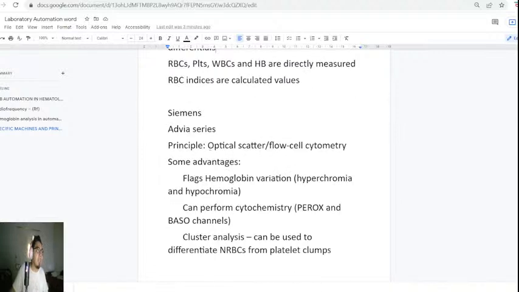Okay? Now, Siemens has the Advia series. Again, it's flow cytometry. One of the things that they like about this one is that there is a hemoglobin variation. Okay? It's capable of detecting whether there is hyperchromia or hypochromia. It's going to flag if the patient whose sample is analyzed is suffering from hypochromic conditions, which is not seen in the other analyzers.